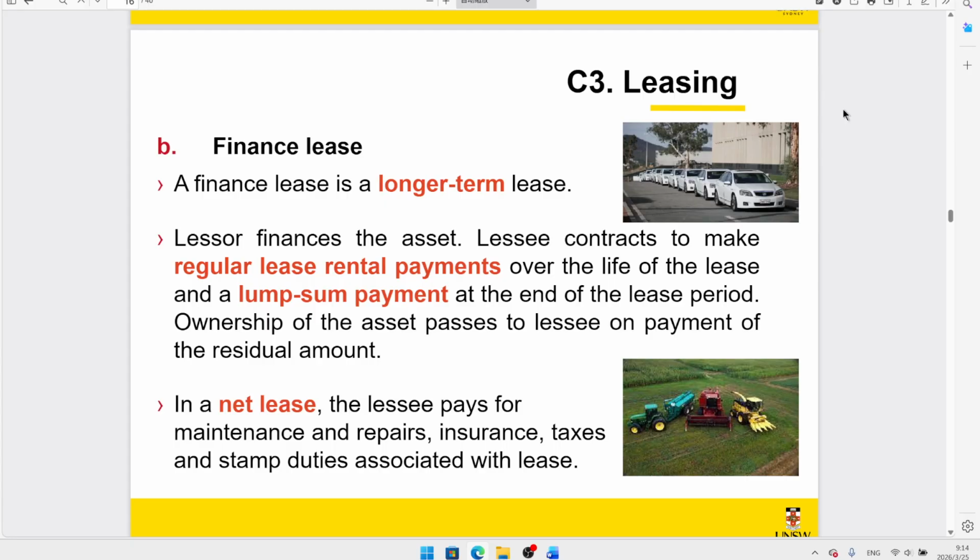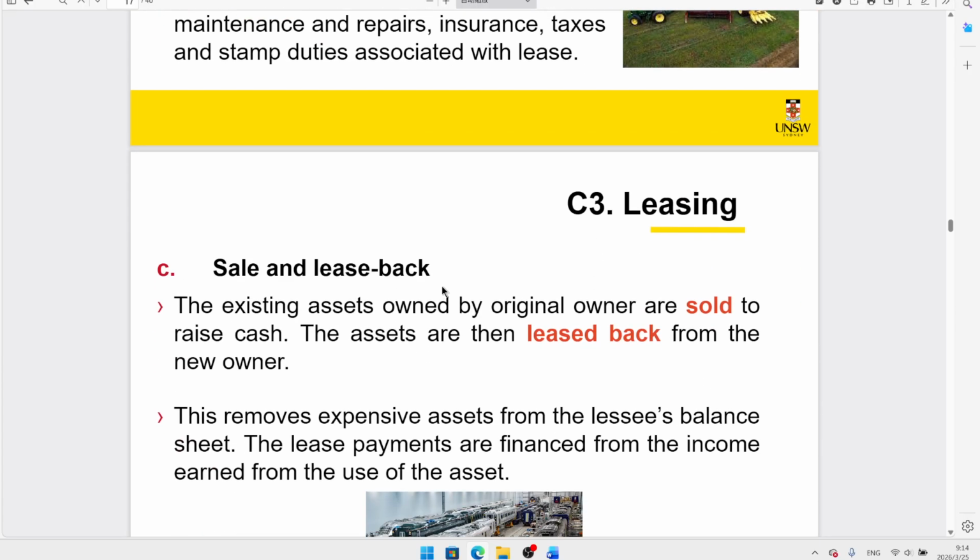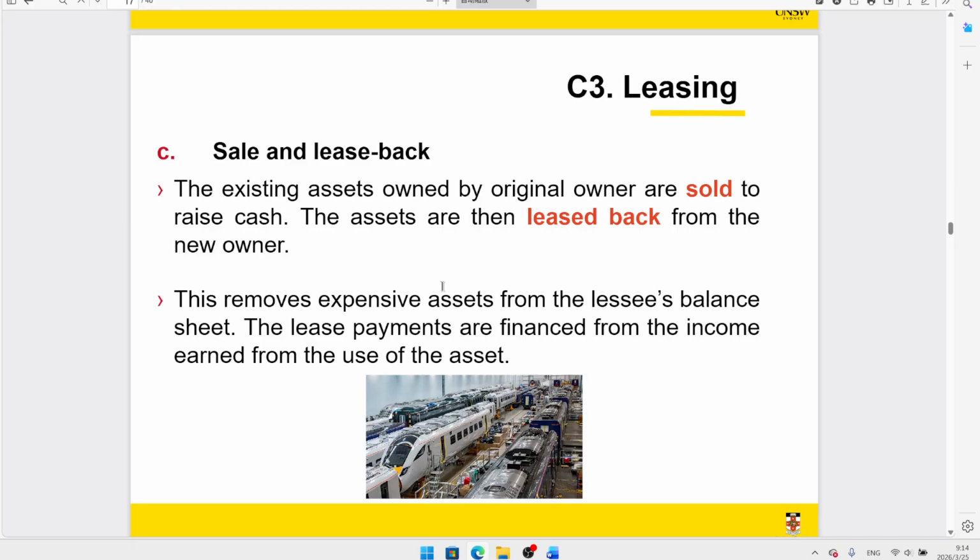Ownership of the asset passes to the lessee on payment of the residual amount in the financial lease. In the net lease, the lessee pays for maintenance, repayments, insurance, taxes, and stamp duties associated with the lease. In the sale and lease back, the existing assets owned by the original owner are sold for cash. Assets are leased back from the owner.